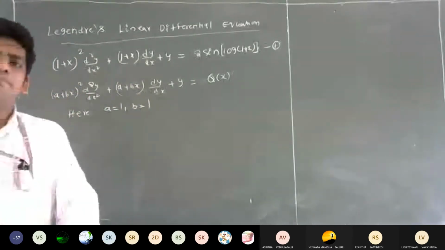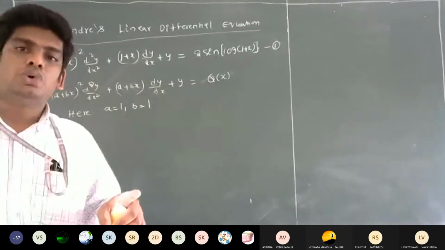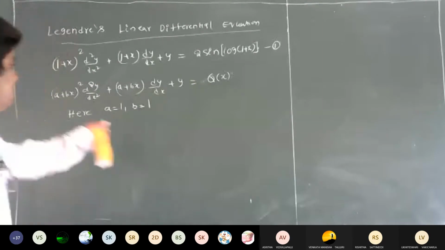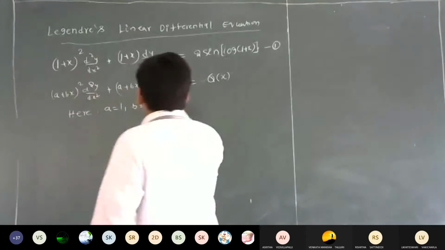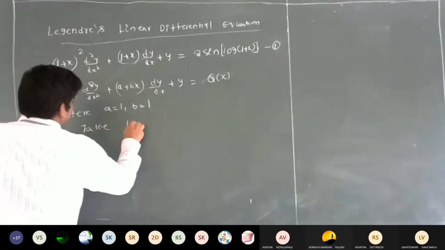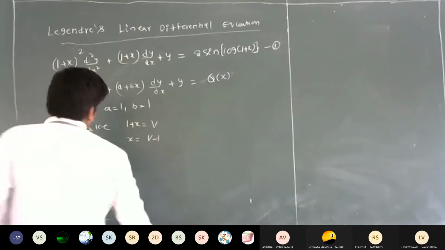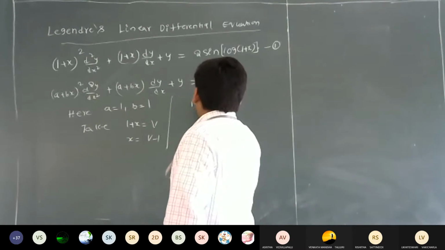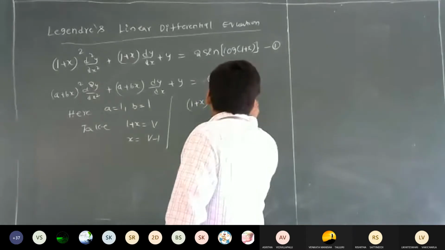Here there is no importance to the value a. Only the value of b is important, and that too, if the value of b is other than 1. If b is equal to 1, there is no importance to that value either, right? So here what we have to do is take the transformation 1 plus x is equal to v. So what is x? x is v minus 1. The next step is 1 plus x into d by dx becomes d by dv.